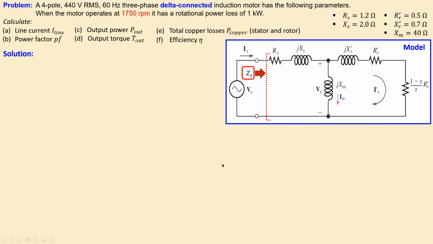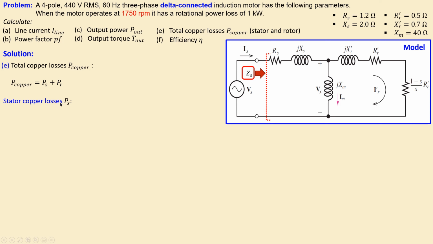So moving on to the next one is the total copper losses. So we lose some power due to the copper losses, and we have of course the stator and the rotor together. So the stator copper power losses, and also the rotor copper power losses. Now let's look at it one by one.